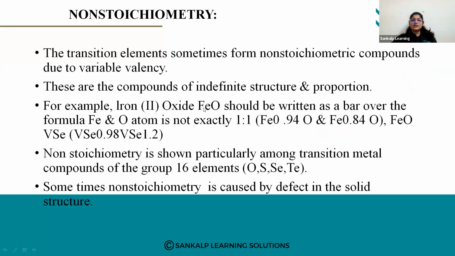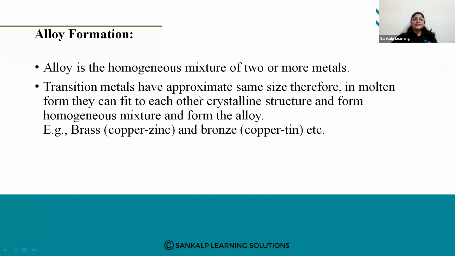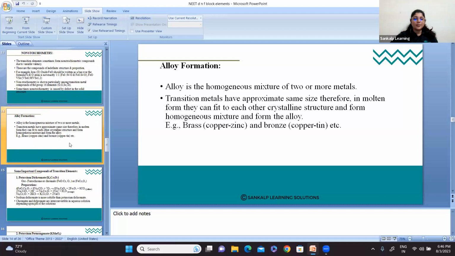And we have seen what alloy formation is. An alloy is a homogeneous mixture formed by two or more metals. What is an example? Brass is formed by copper and zinc, and bronze is formed by copper and tin. So these were some of the properties.